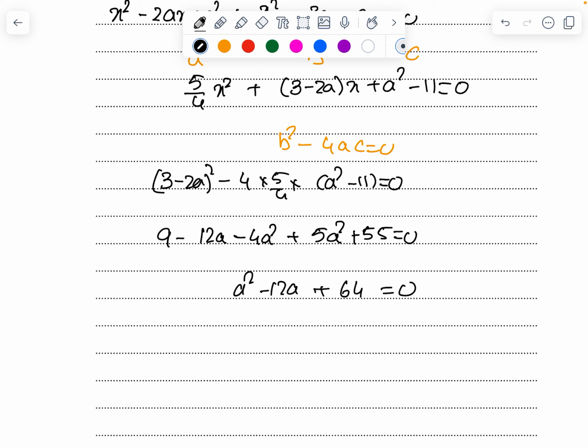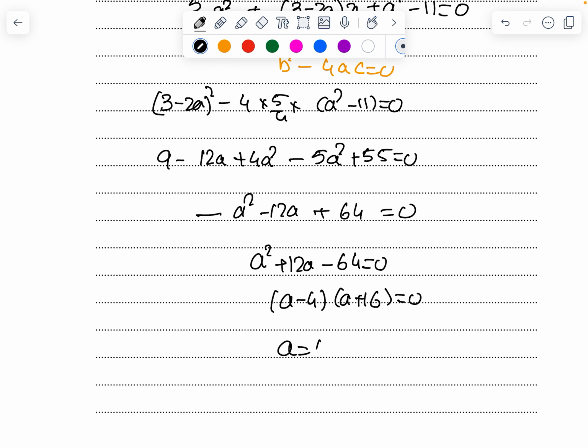Over here, let me make small corrections. So minus a square minus 12a plus 64 equals 0. So a square plus 12a minus 64 equals 0. a minus 4 times a plus 16 equals 0. So we got a equals 4 and a equals negative 16.